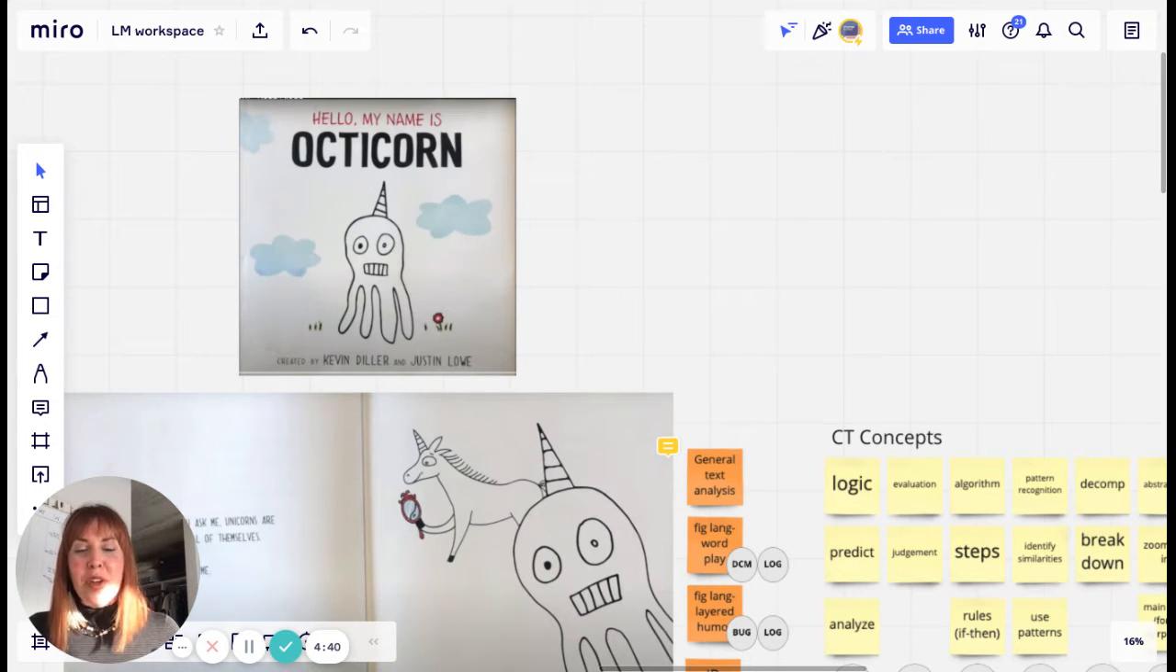And to do so, we're going to use a favorite book of mine called Hello, My Name is Octocorn. And as you might guess, an octocorn is a combination between a unicorn and an octopus. And as the story unfolds, which I'm not going to read to you today, we learn that Octi has a little trouble making friends in his classroom.